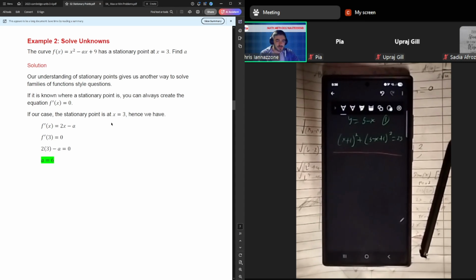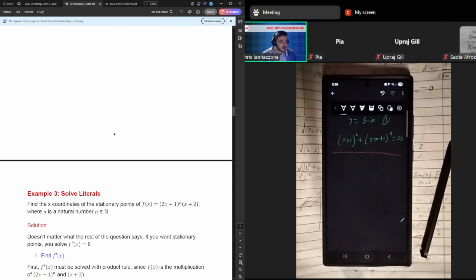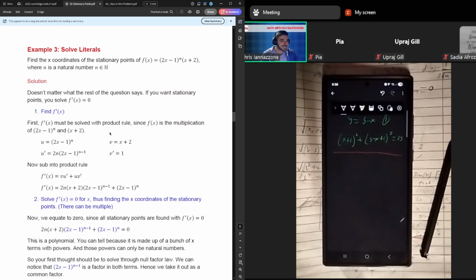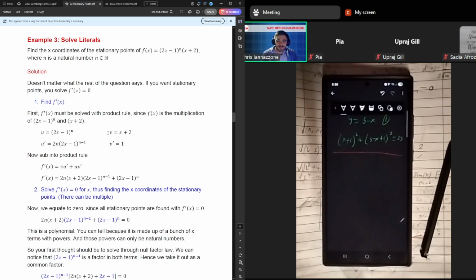If there's anything to clarify there, feel free to let me know. Otherwise, I shall move on. This is going to take that to the next level. So if there's any clarification, definitely ask now. But okay, so this one here. Find the x coordinates. Oh, I saw you come off mute. Was that a question or?